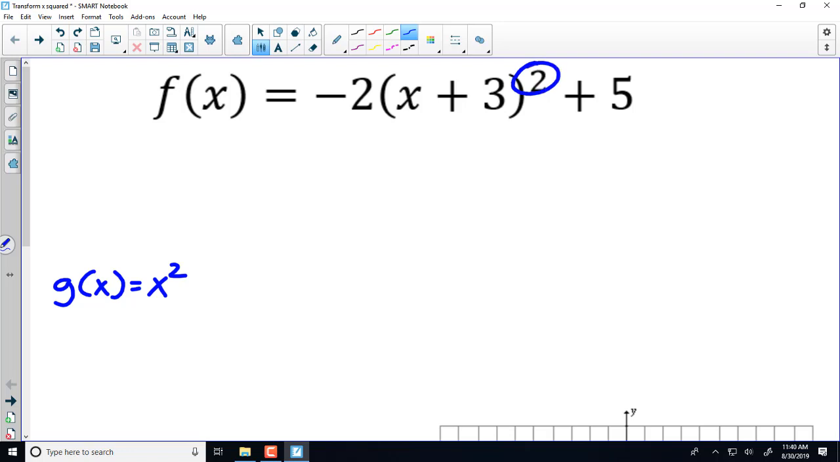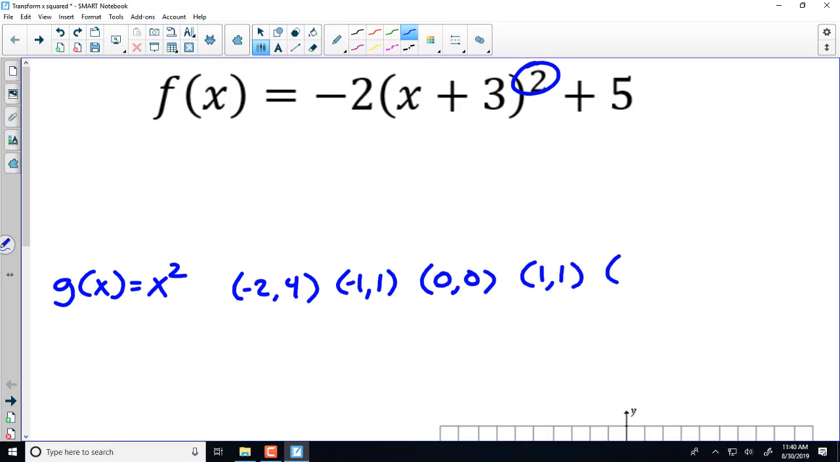So if I'm going to be transforming the x squared function, I need to know several ordered pairs that are on the original x squared graph. So I'm going to use my standard (-2, 4), (-1, 1), (0, 0), (1, 1), and (2, 4).